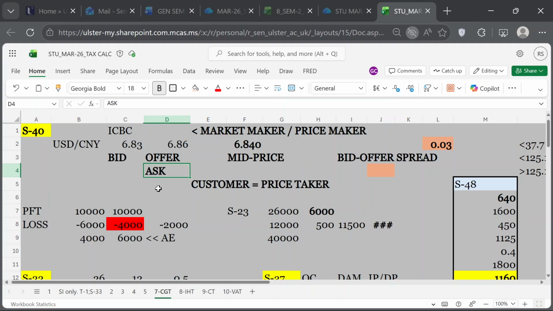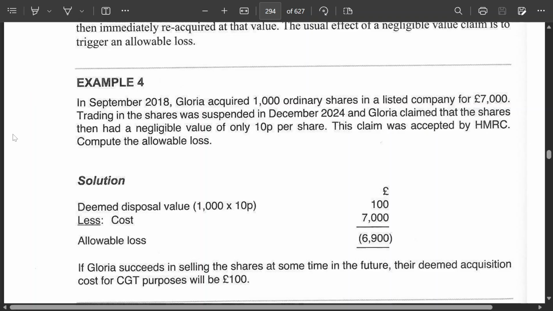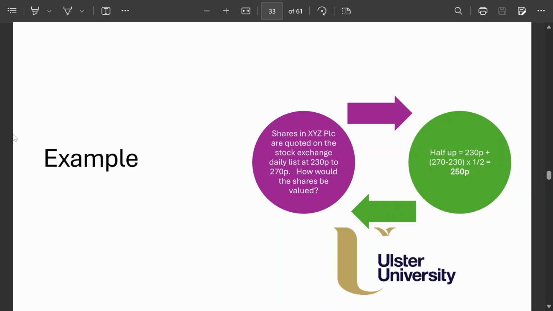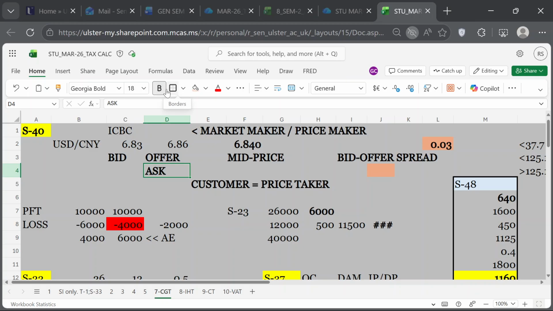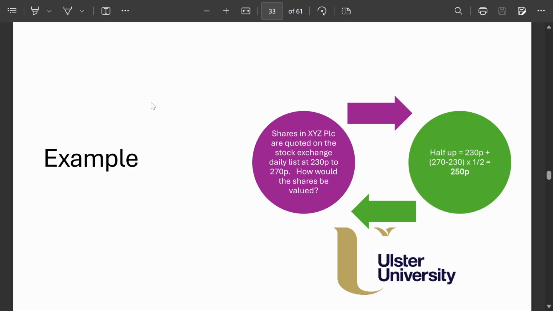These are called bids and offers. This is called the bid-offer spread, which you can calculate as well. The bid-offer spread is just the difference between the bid and the offer. These are not required for your tax purposes, but this is important market knowledge for you. You just take whatever they're using, the half up rule. That gives you what we are calling the mid price. They haven't called it that, but you have to basically use the mid price by using this rule.